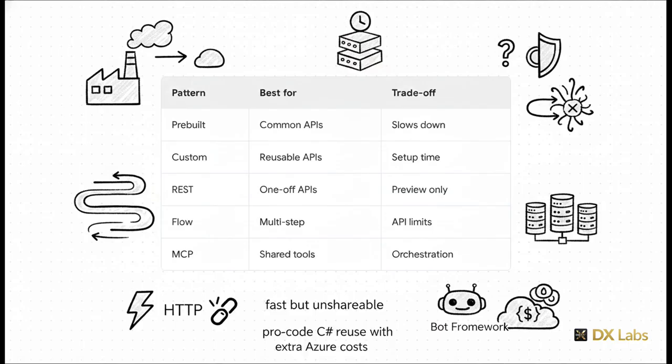Look at the logic here. Pre-built is for common services, but large data slows it down. Custom is reusable across agents, but you've got that set up overhead. REST API is great for one-offs, but it's siloed and in preview. Agent flow is for your deterministic multi-step sequences, but it costs credits and needs explicit error handling. MCP is for enterprise-managed shared servers, but it absolutely requires generative orchestration. HTTP is fast but unshareable, and bot framework, that is purely for pro-code C# reuse with those extra Azure costs.